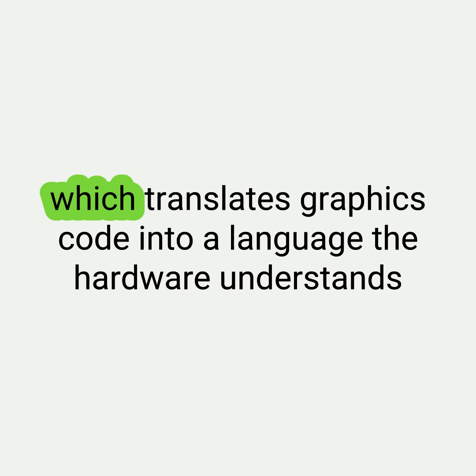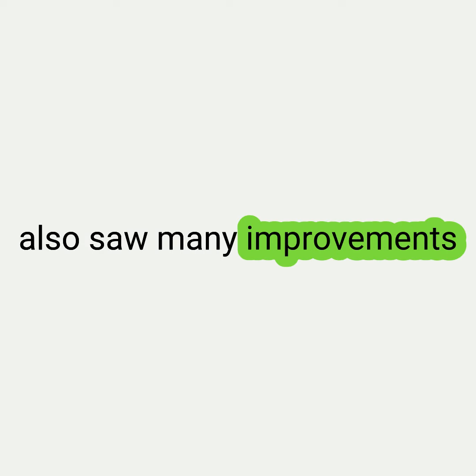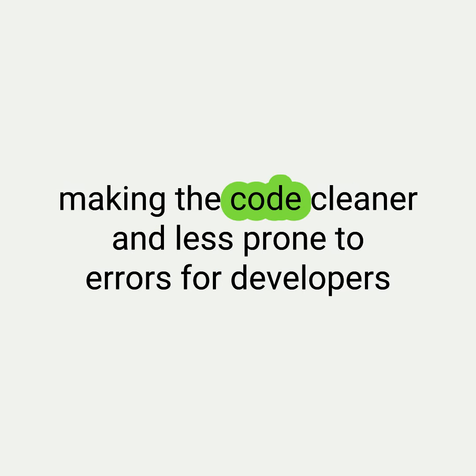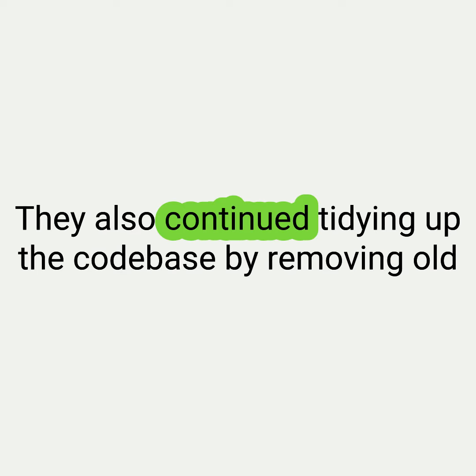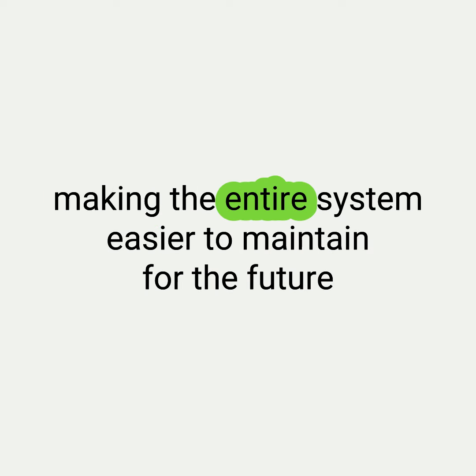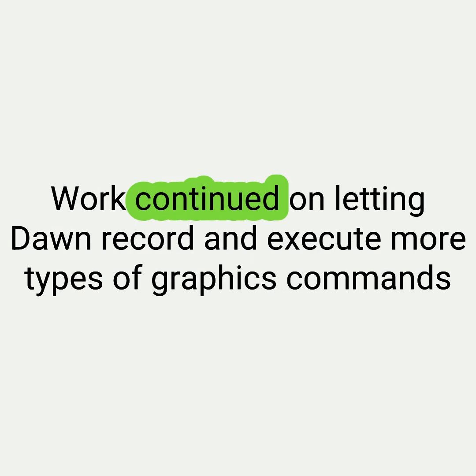Dawn's companion compiler, Tint, which translates graphics code into a language the hardware understands, also saw many improvements. The team simplified how the compiler handles lists of data in memory, making the code cleaner and less prone to errors for developers. They also continued tidying up the codebase by removing old, unused code and attributes, making the entire system easier to maintain for the future.